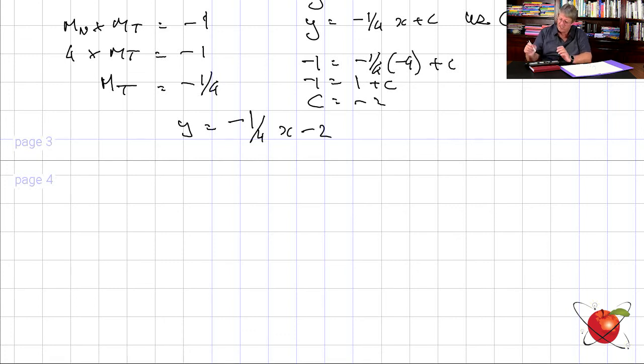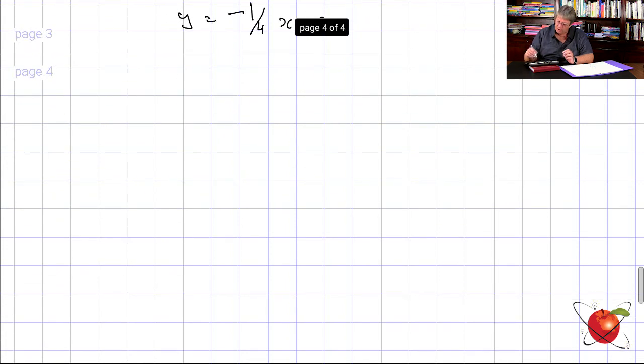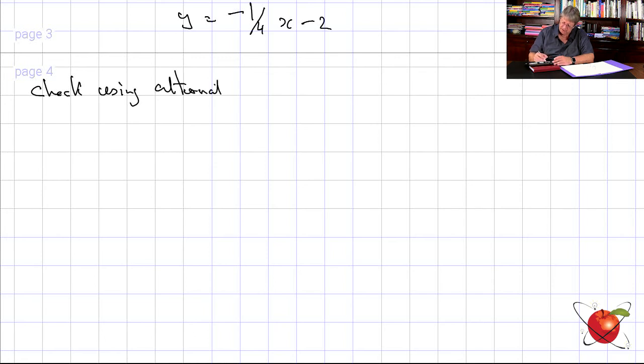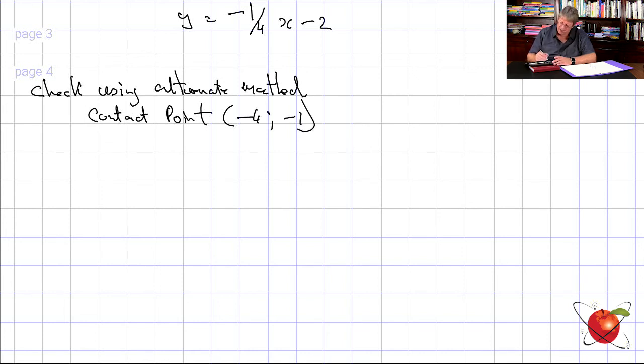That's the tangent. Now I want to say, okay, my next question is going to be, all right, check it using differentiation or use an alternate method. Check using alternate method. Okay, contact point given of minus 4, minus 1. I now want to work with tangent.